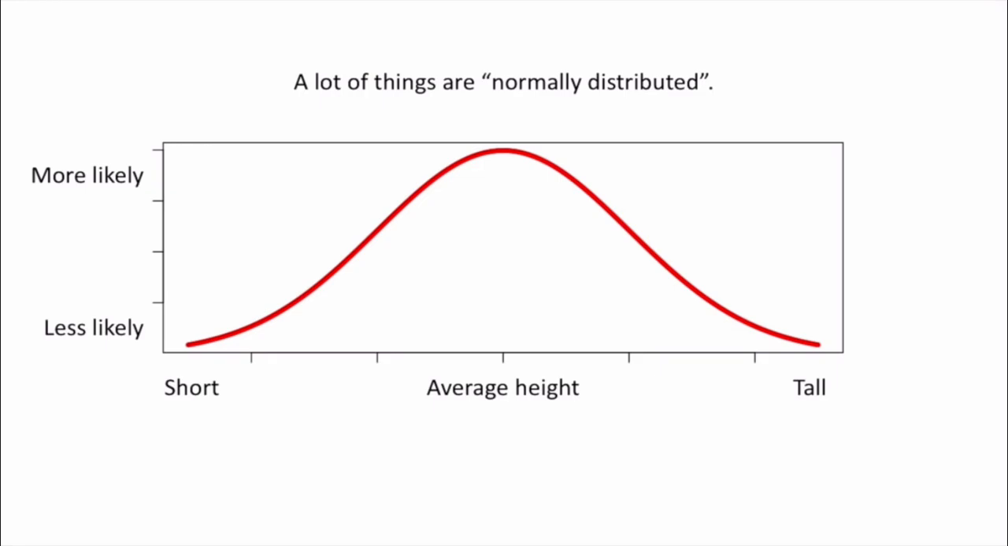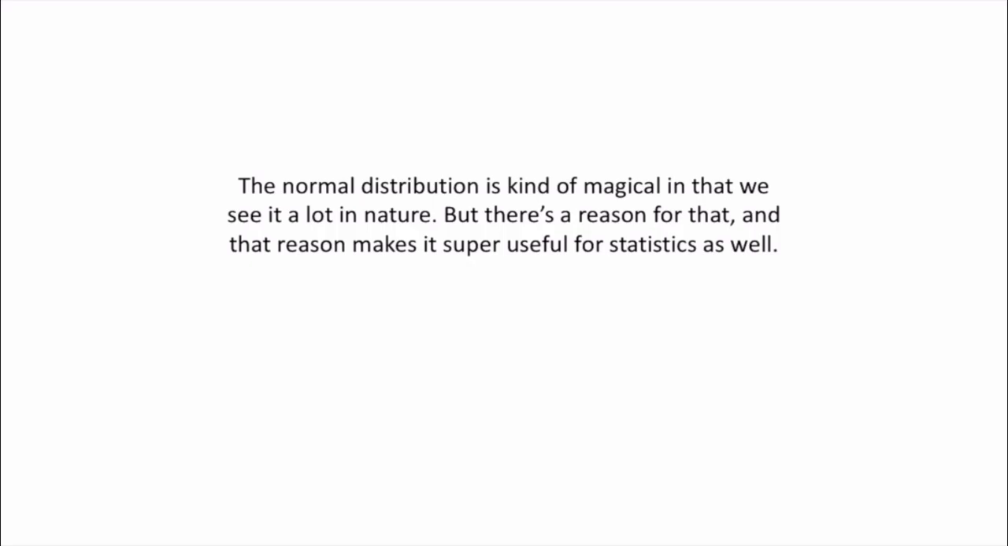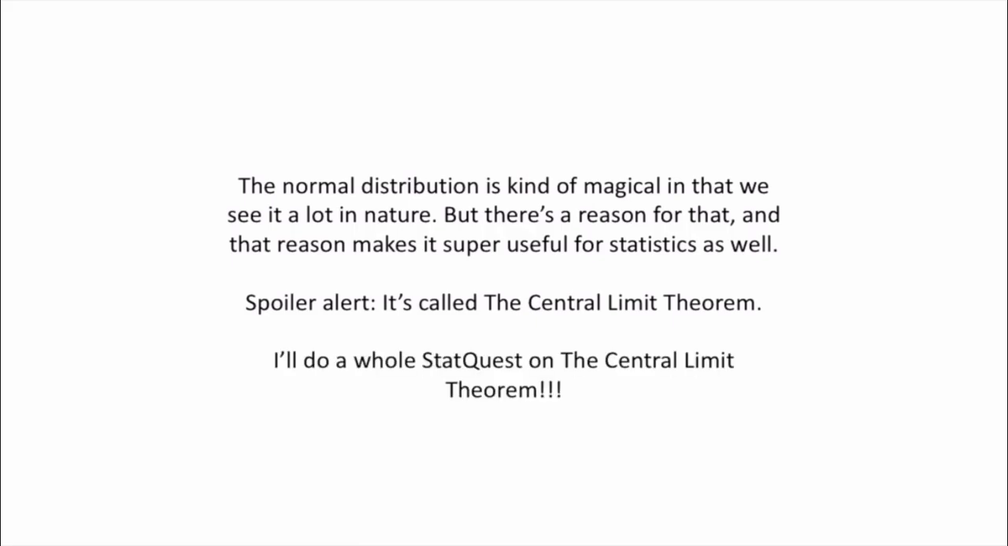Lots of things are normally distributed. We've been talking about height, but there's also weight, commuting times, and many more things. The normal distribution is kind of magical in that we see it a lot in nature. But there's a reason for that, and that reason makes it super useful for statistics as well. Spoiler alert, it's called the central limit theorem. I'm already working on a whole StatQuest on the central limit theorem, so that's something we can all look forward to.